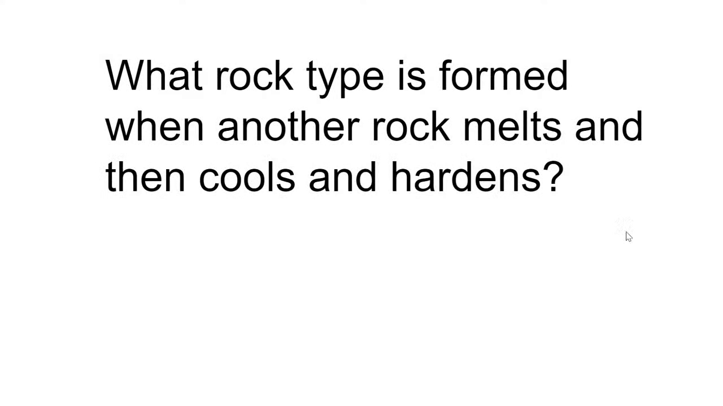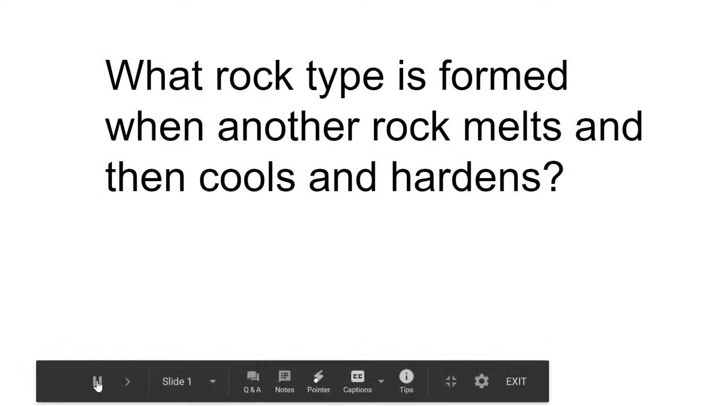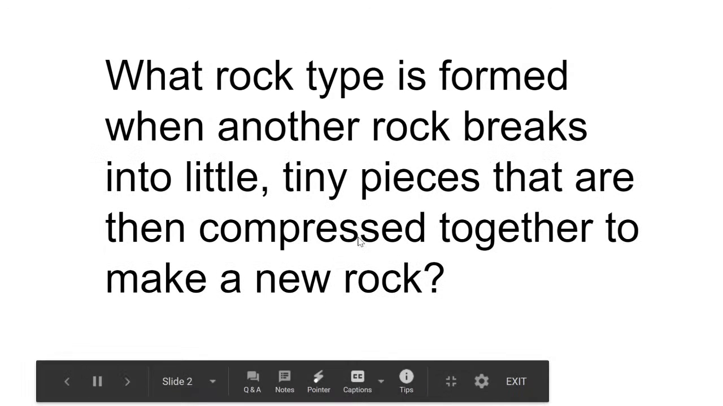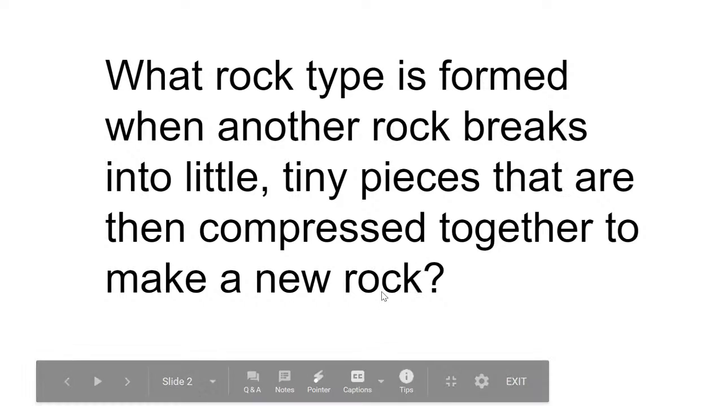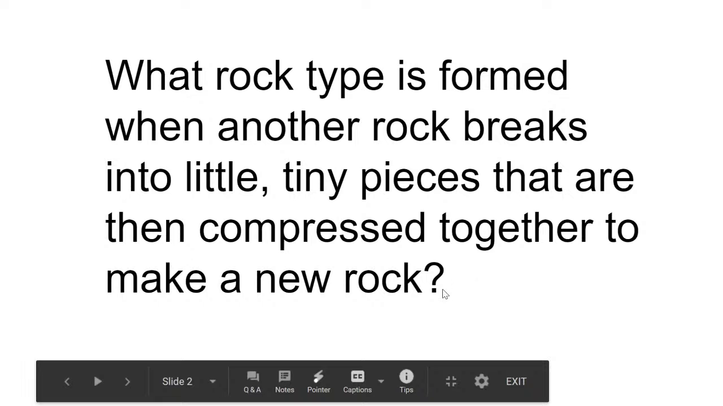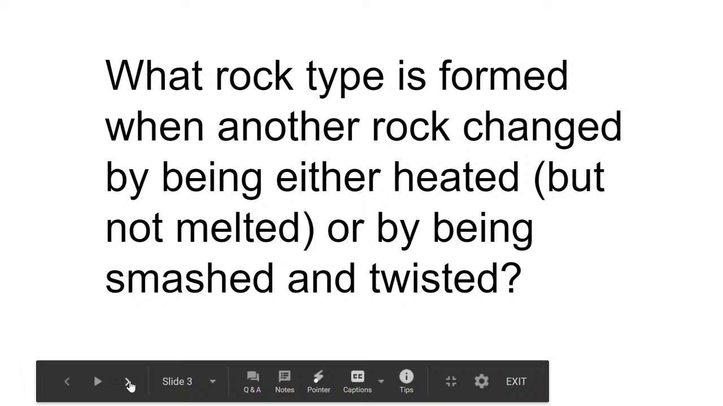All right, here's the next question. Ooh, I guess I can't do that. What rock type is formed when another rock breaks into little tiny pieces that are then compressed together to make new rock? Do you know? Third question, what rock type is formed when another rock changes by either being heated but not melted, or by being smashed and twisted?